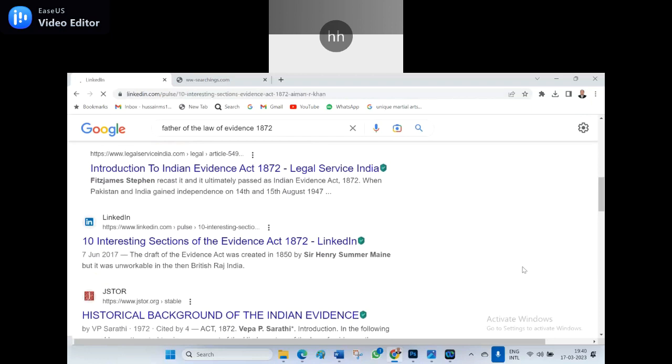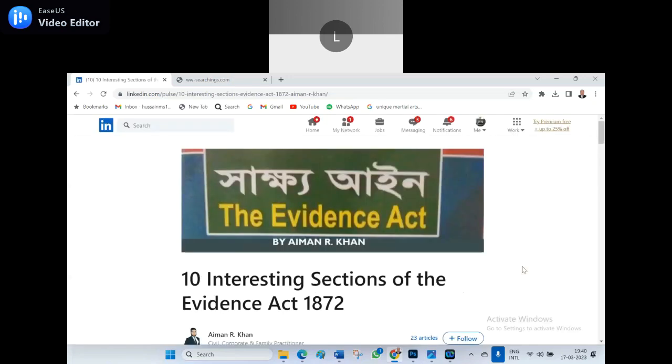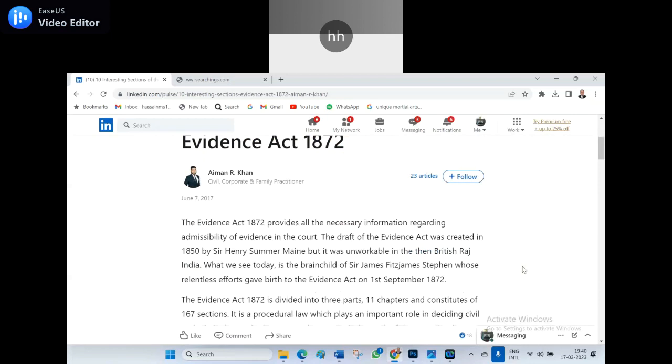Conspirators: things said or done by conspirators. I think I discussed this somewhere last time. The Evidence Act 1872 provides all the necessary information regarding the admissibility of evidence in court. The draft of the Evidence Act was created in the 1850s by Henry Sumner Maine, but it was unworkable.